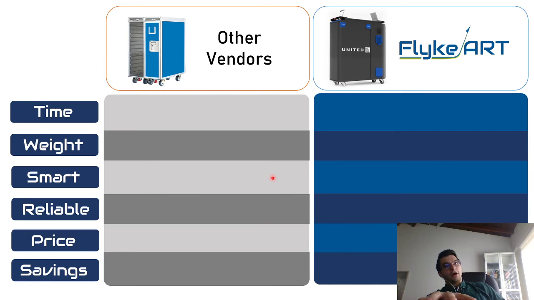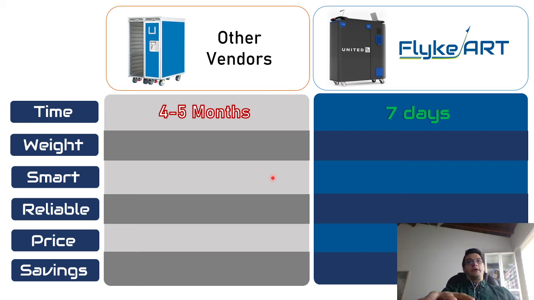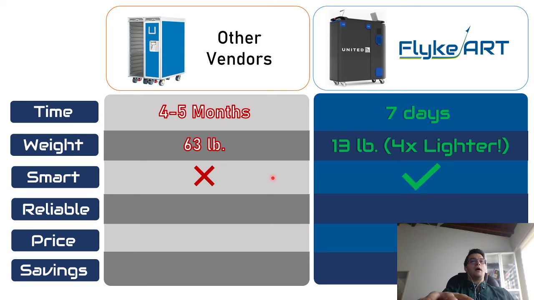So when we compare our product to other vendors, we can manufacture and deliver our carts in a week compared to 4 to 5 months. Our carts are actually 5 times lighter, not 4. Our carts are smart enabled. I'm going to talk about this a little bit more later. They're a lot more reliable because every component has been redesigned.